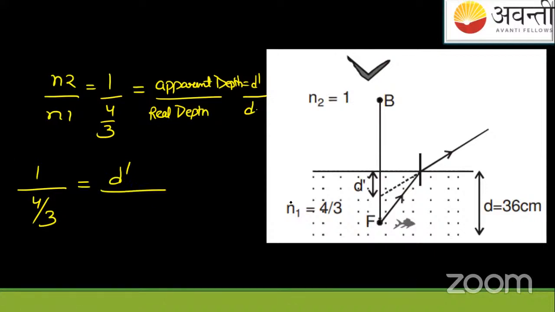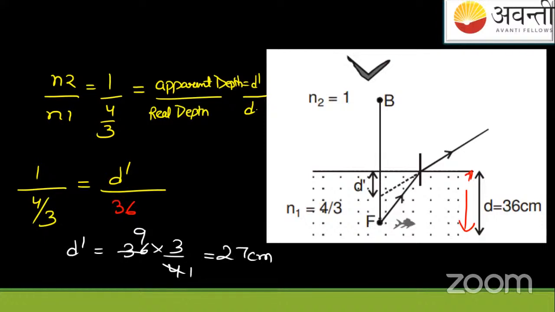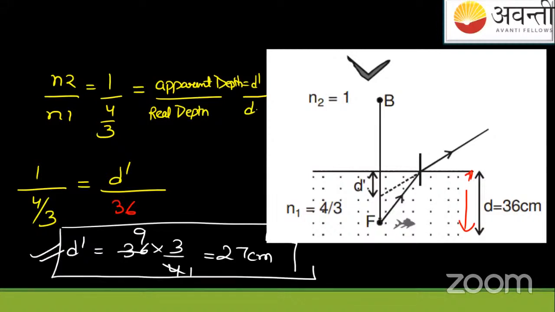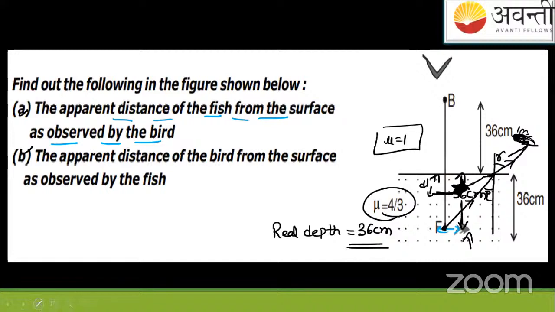D कितना होगा? We know it is always measured from this surface. D is equal to 36, right here 36. Okay, what answer do we get now? We get D dash equals 36 times 3/4, which is 27. This is the answer. So D dash, which is the apparent depth, is equal to 27 centimeter. So the first answer is 27.